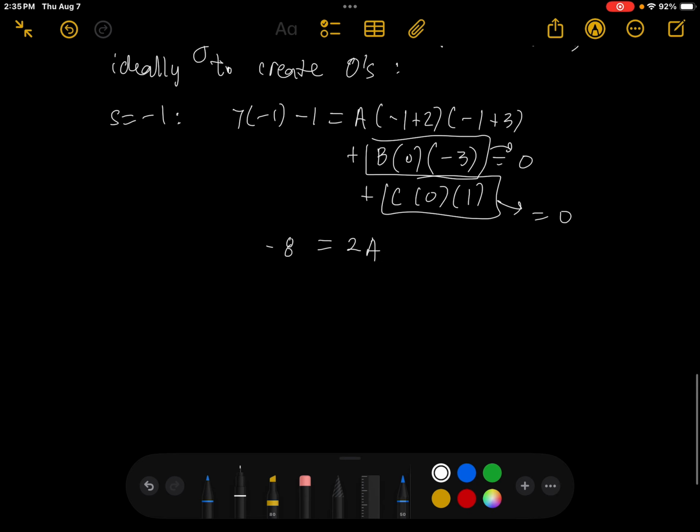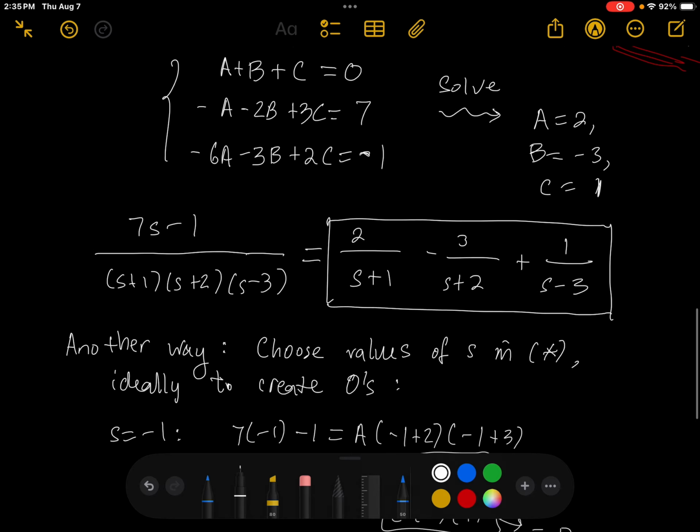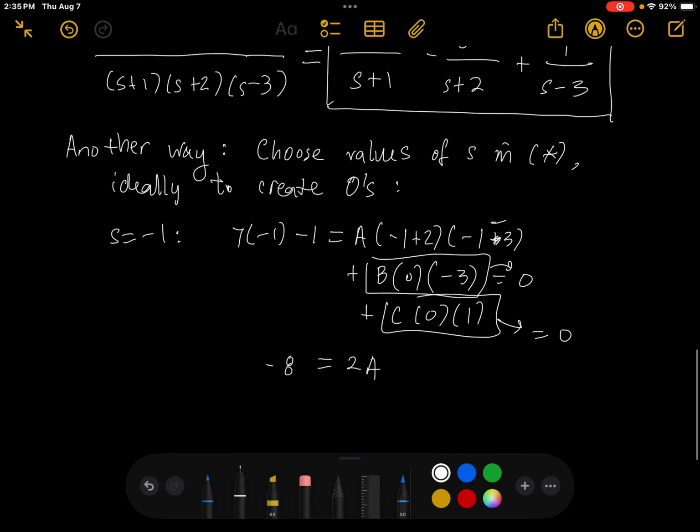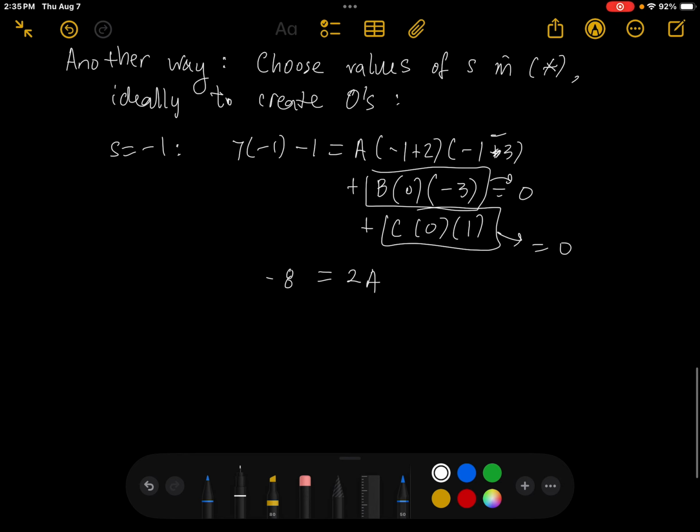Did I do that right? Oh, is it a minus 3? Yeah, it's a minus 3. Okay, this should be a minus. So you're going to get negative 4A. So you divide both sides by negative 4, and you get A is equal to 2. See, so we found A is equal to 2.